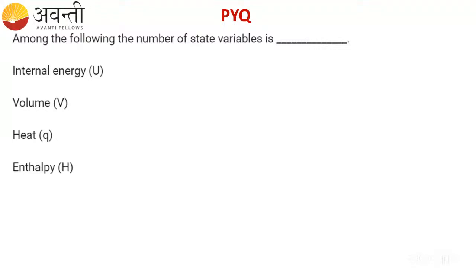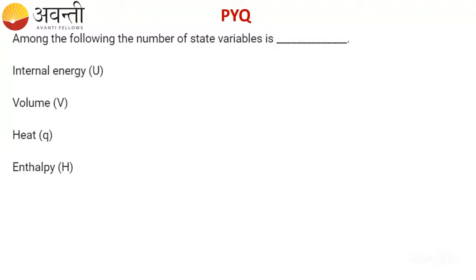What about others? What is your answer? What about others' answers? Manish is saying 4. Oh, Manish, you are saying that all the 4 are state variables. But 4 is unfortunately not the correct answer. Roshan is going for 3. Okay, so let us discuss.